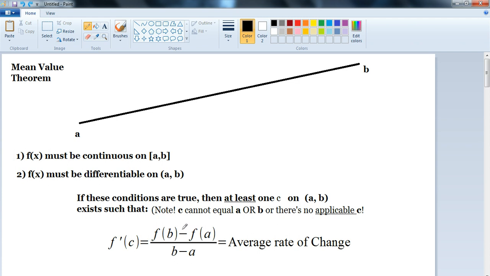However, I want you to note that c cannot equal a or b, or else there's no applicable c. And the reason this is true is because, looking at my example, if this theorem produces a c such that c is equal to a or c equals b, then you might notice that there's no limit from the left for a, and there's no limit from the right for b. And therefore a and b don't have limits, and therefore the derivative is not defined, and therefore f prime of c is not exactly a relevant point.